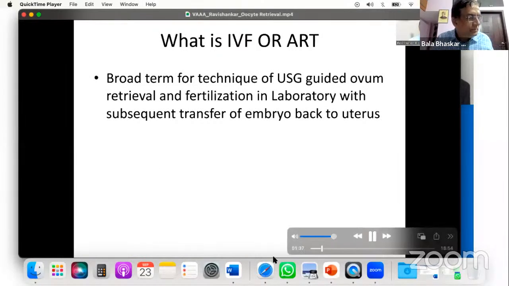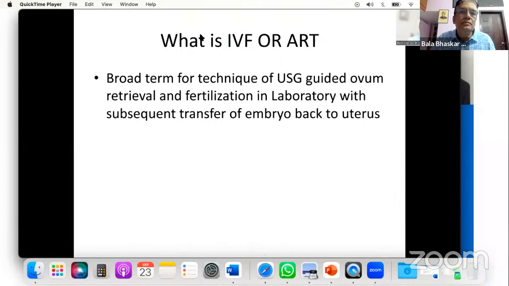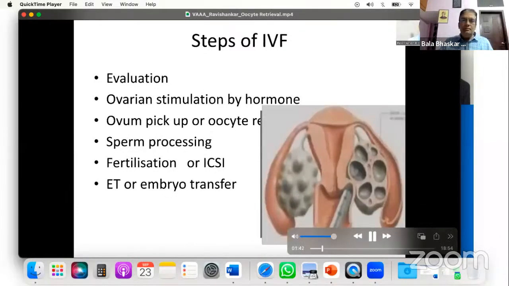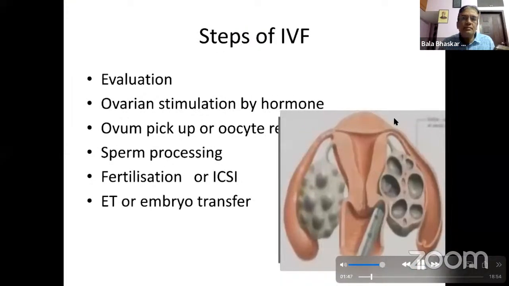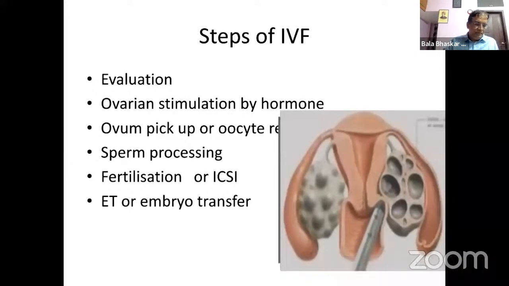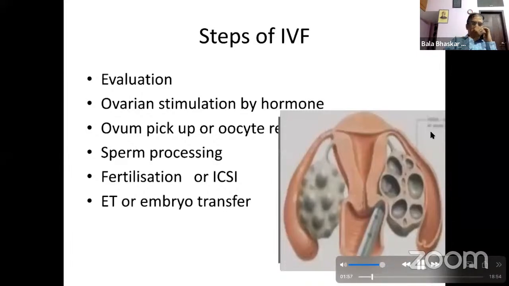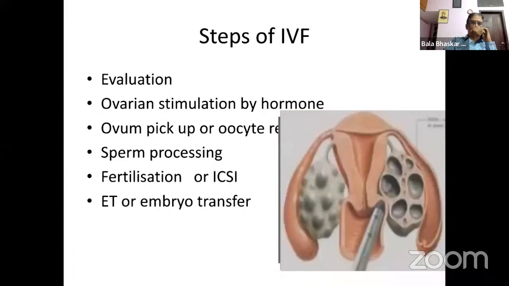Fertilization in the laboratory with subsequent transfer of embryo back to the uterus. So what are the various steps? Preoperative evaluation: they do a thorough screening with a battery of tests, followed by ovarian stimulation by hormones. Normally in one menstrual cycle, only one follicle develops. But in this procedure, the ovaries are stimulated by hormones, HCGs, about 2 weeks prior and 36 hours prior, that is 1.5 days prior. Again, a trigger injection is given, following which multiple follicles develop in both the ovaries, as we can see in this figure.